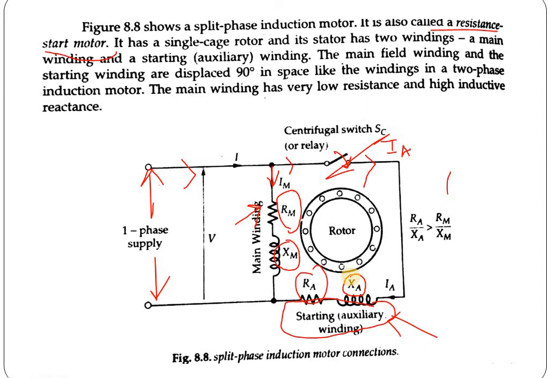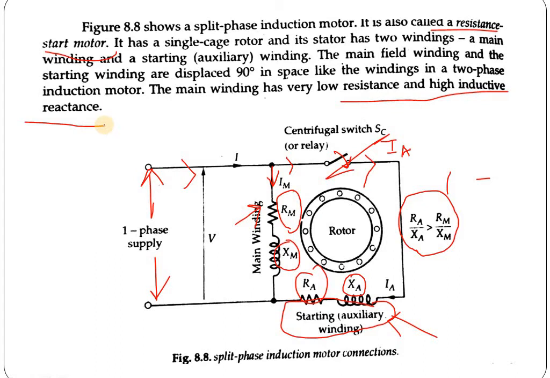And the values of Ra and Xa will be such that the ratio of Ra to Xa should always be greater than the ratio of main winding resistance to main winding reactance. That means in the main winding, the value of resistance is low and the value of inductive reactance is high. And just the reverse is true in the auxiliary winding. That means the value of resistance is high and the value of inductive reactance is low. So if this persists, the ratio Ra by Xa must be greater than the ratio Rm by Xm.